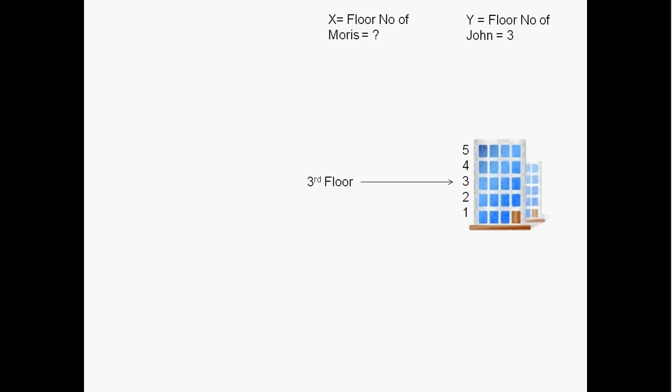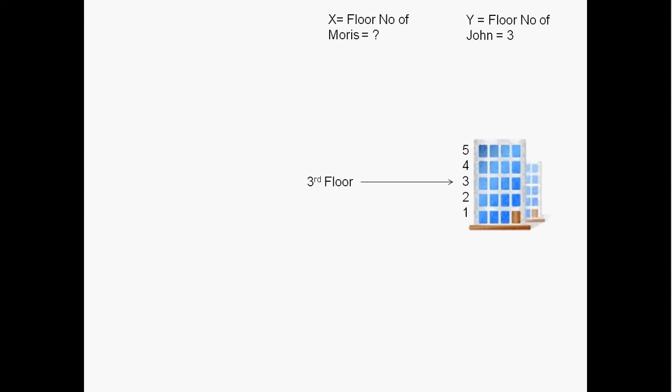Let's start from a very simple thing. I would like you to imagine the asymptotic notation with a very simple example. Suppose we have one building with 5 floors, and we already know the floor number of John, that is 3, that's fixed. And now we are confused about the floor number of Morris.